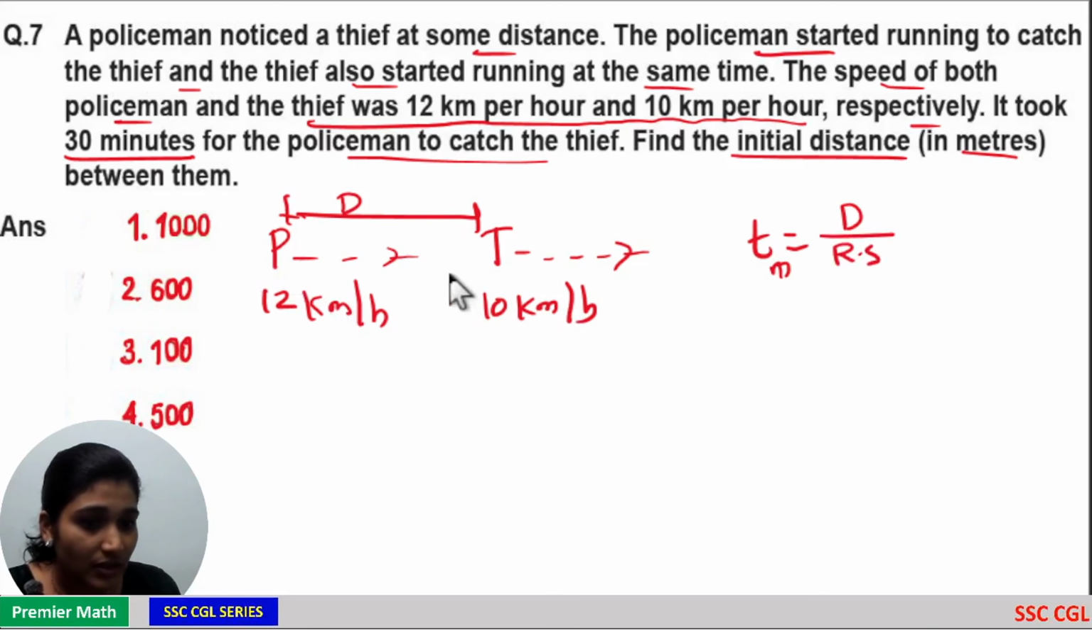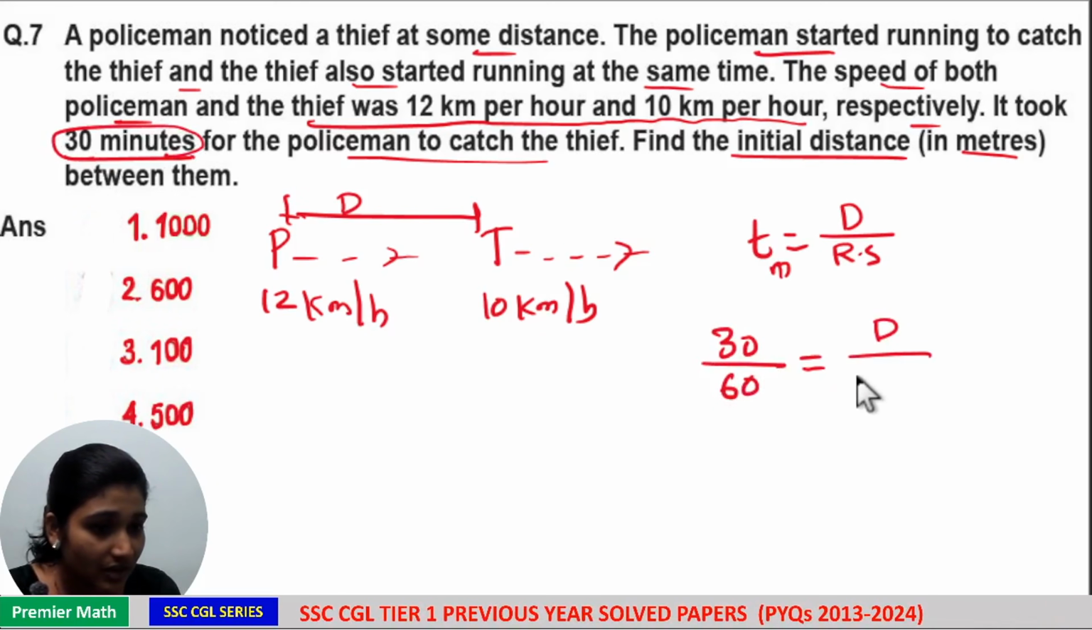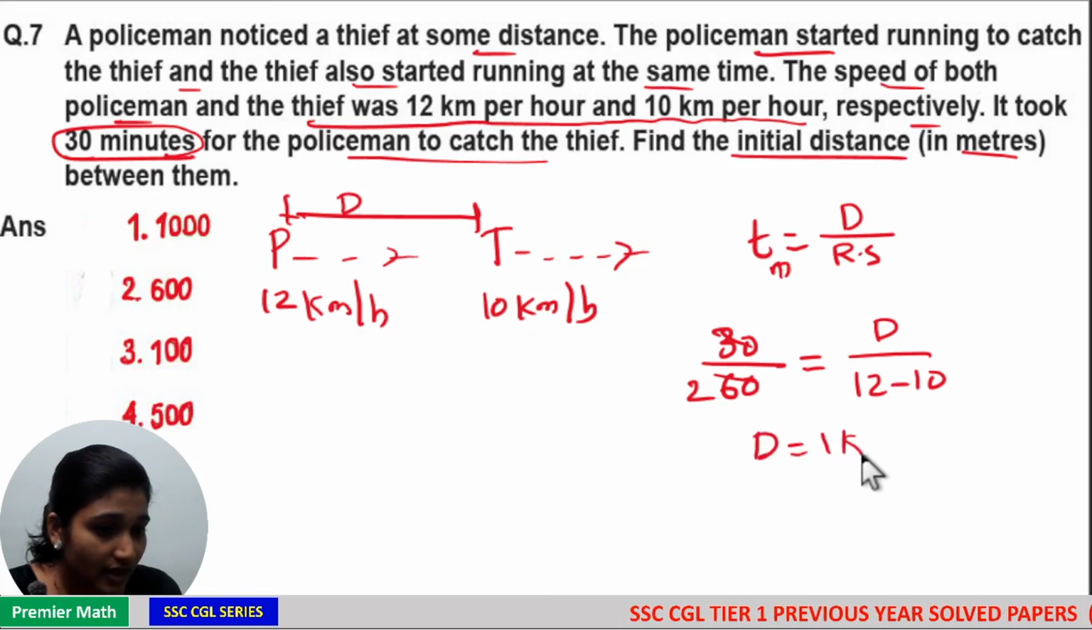Here police catch this thief at 30 minutes. 30 minute means 30 by 60 hour, which is equal to d divided by relative speed between them, which is equal to 12 minus 10. Both are running in the same direction, so take the difference. Here 1 by 2 is equal to d by 2, means d here is equal to 1 kilometer, which is equal to 1000 meter.